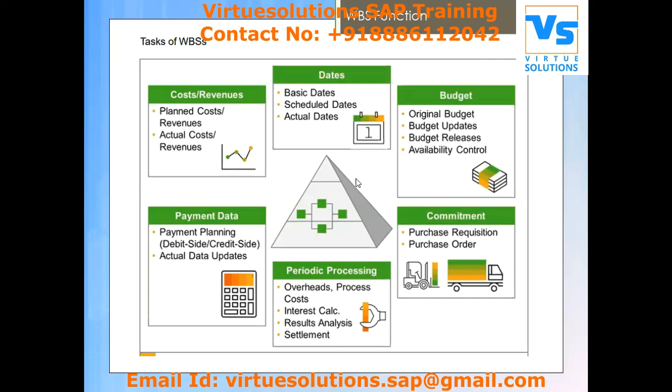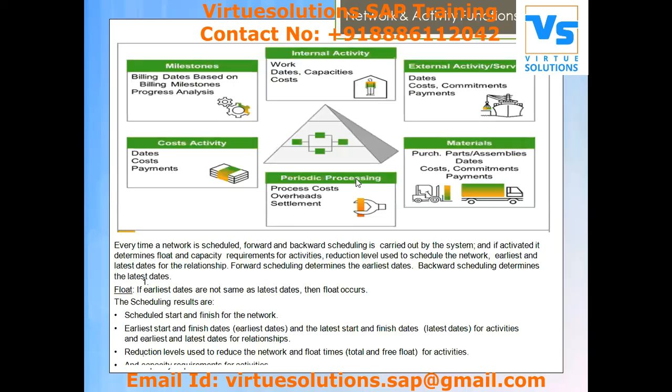Then we have networks and network activities. We have four different types of network activities. Internal activity basically deals with your resource planning as well as schedulings. If you want to allocate any type of resources, you can allocate those resources against these internal activities. Also, you can do the schedulings.